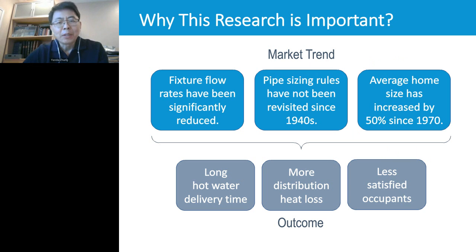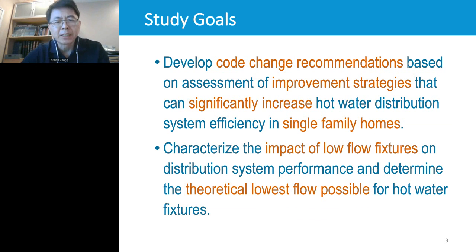So the study goal is to develop code change recommendations that can improve the system performance significantly. So the key is to find strategies to make significant improvement. The second goal is to characterize the impact of low flow fixtures on distribution performance. And there was a goal to assess the lowest flow possible. But that goal was later removed based on recommendations by our technical advisor committee.